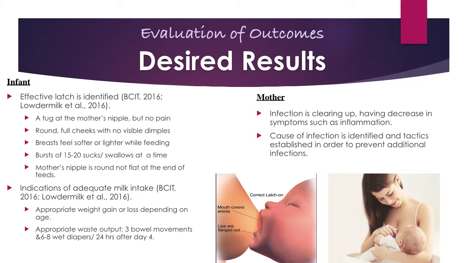With interventions established, we now need to determine whether these treatment and strategies are successful in solving the challenges. The desired outcomes we are looking for include decrease in the symptoms of mastitis, indicating the infection is in the process of clearing up. In addition, the cause of the infection is identified and addressed, thus preventing future infections. As for the infant, effective latch is accomplished and adequate intake of milk is recognized by noting appropriate growth patterns and adequate waste output.